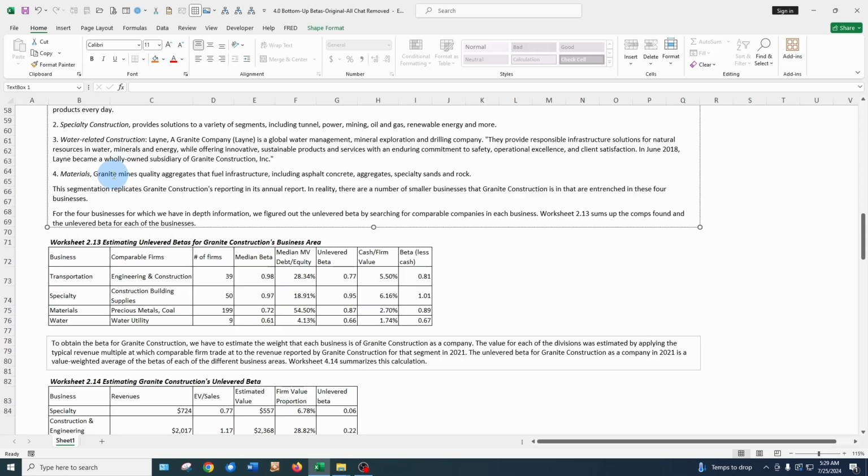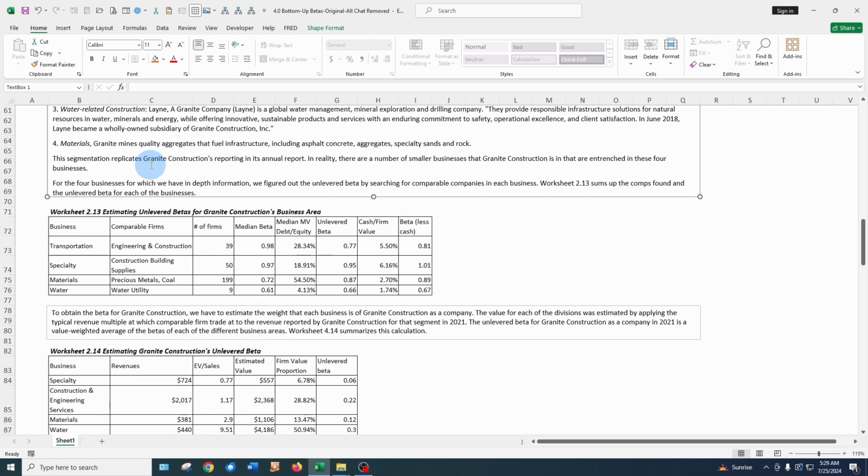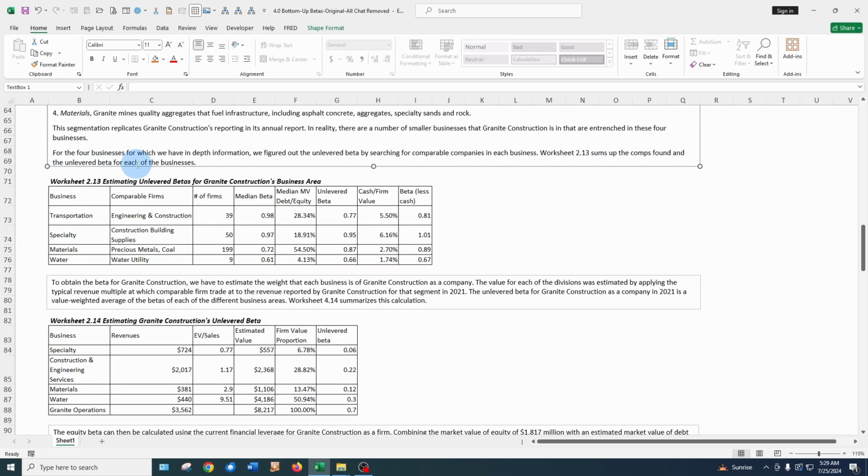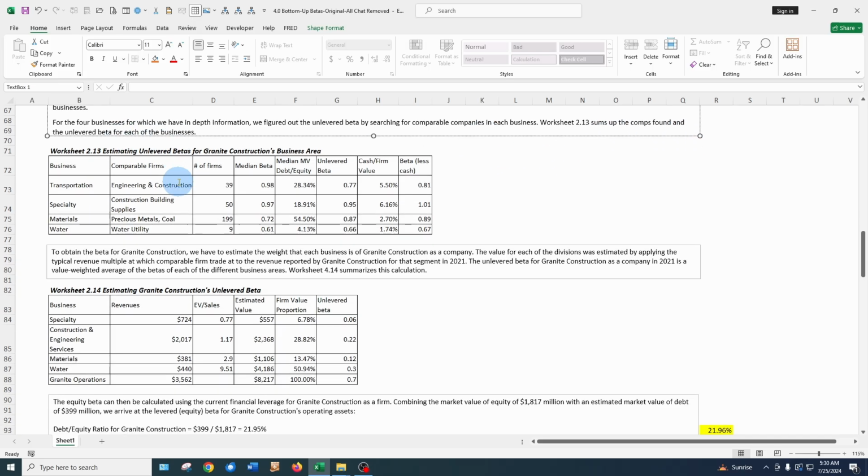Materials: Granite mines quality aggregates that fuel infrastructure, including asphalt, concrete, aggregate, specialty sands, and rock. This segment replicates Granite Construction's reporting in its annual report. In reality, there are a number of smaller businesses that Granite Construction is in that are entrenched in these 4 businesses. For the 4 businesses for which we have in-depth information, we figured out the unlevered beta by searching for comparable companies in each business. Worksheet 2.13 sums up the comps found and the unlevered beta for each of these businesses.